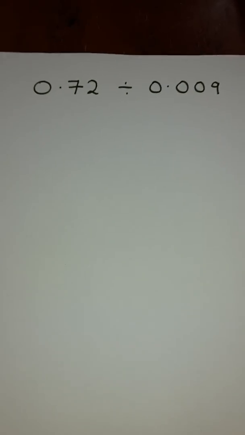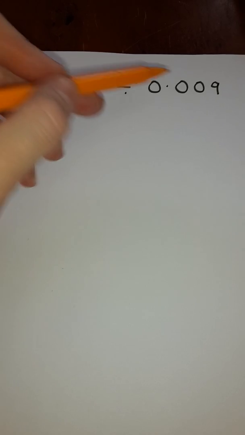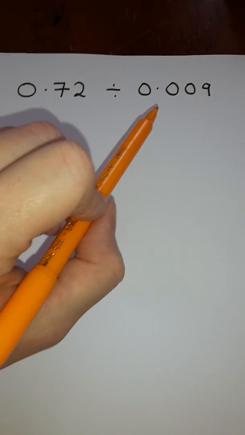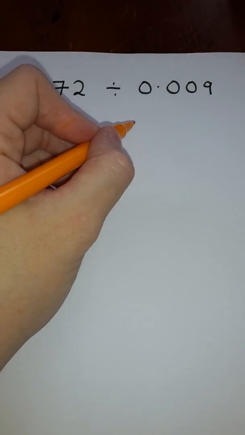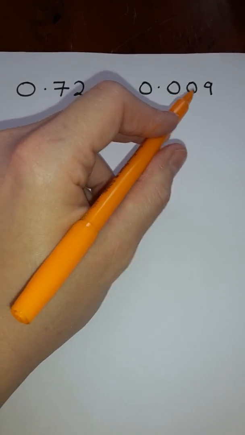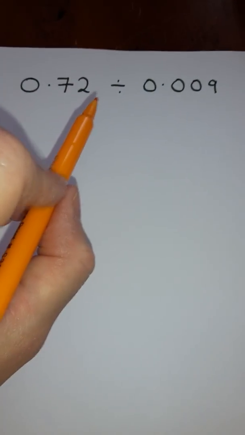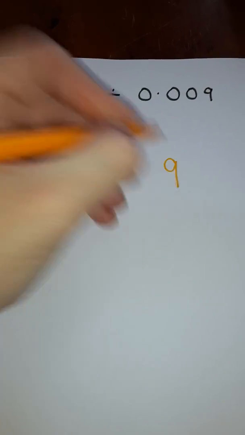So now I'm going to show you a nice technique for dividing decimals. What we're going to do is change these to nicer numbers. The trick is to turn the number that you're dividing by, so in this case 0.009 is being fitted into 0.72. We're going to multiply it until we get a whole number. So I want this to really be 9.